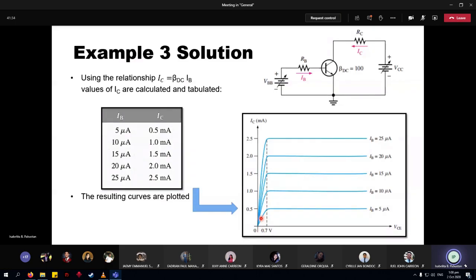Then you plot that. For that particular VCE, you have this IC. Then vary the VCC again so that you will have a VCE of 0.2, and plot again. Find the IC. And how can you find the IC in an experiment? Of course, you can find the IC by inserting an ammeter here.